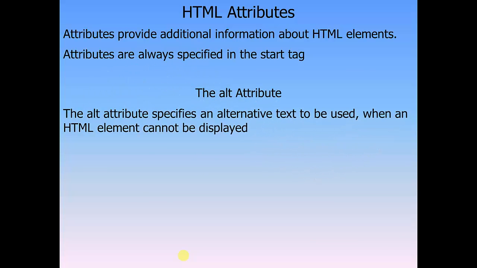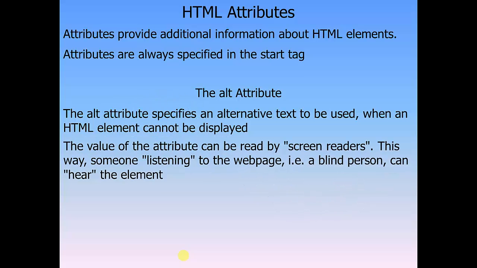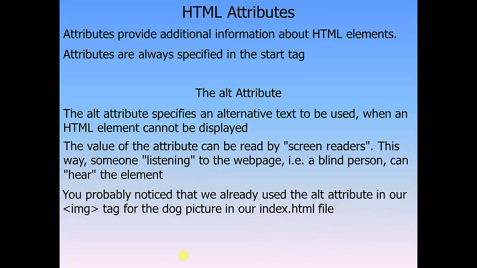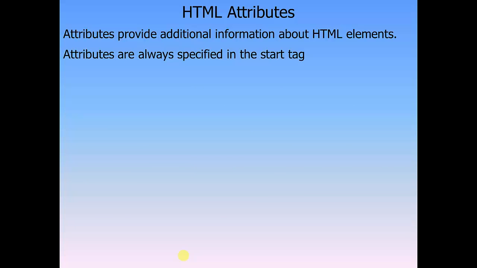The alt attribute, we use that too. The alt attribute specifies an alternative text to be used when an HTML element cannot be displayed. The value of the attribute can be read by screen readers. This way, someone listening to a web page, like a blind person, can hear the element. You probably noticed that we already used the alt attribute in our image tag for the dog picture in our index.html file.